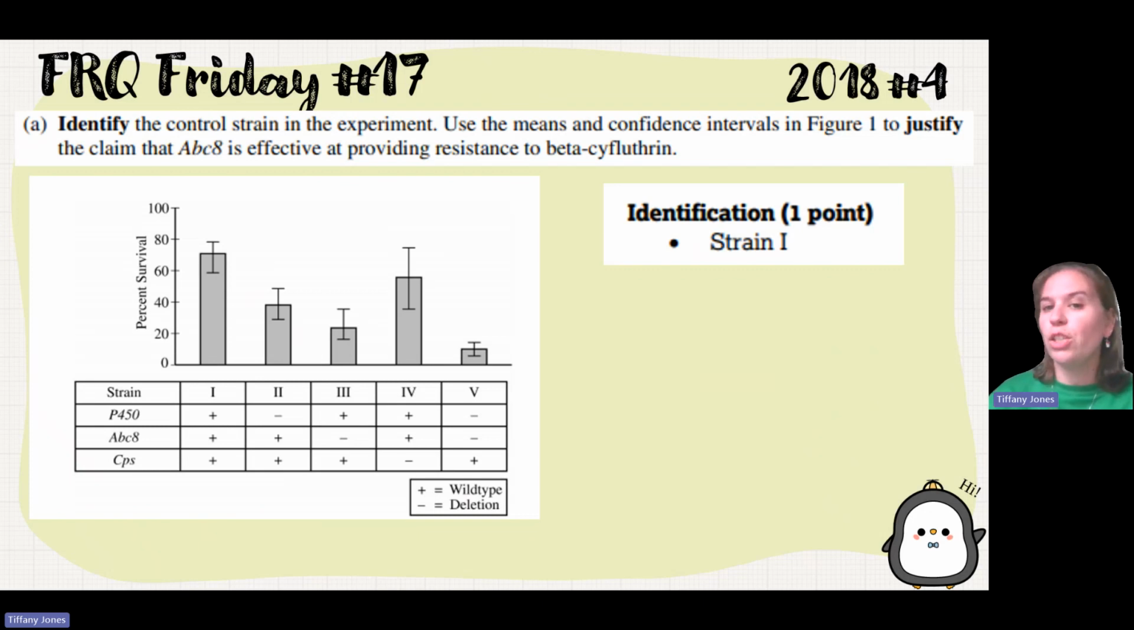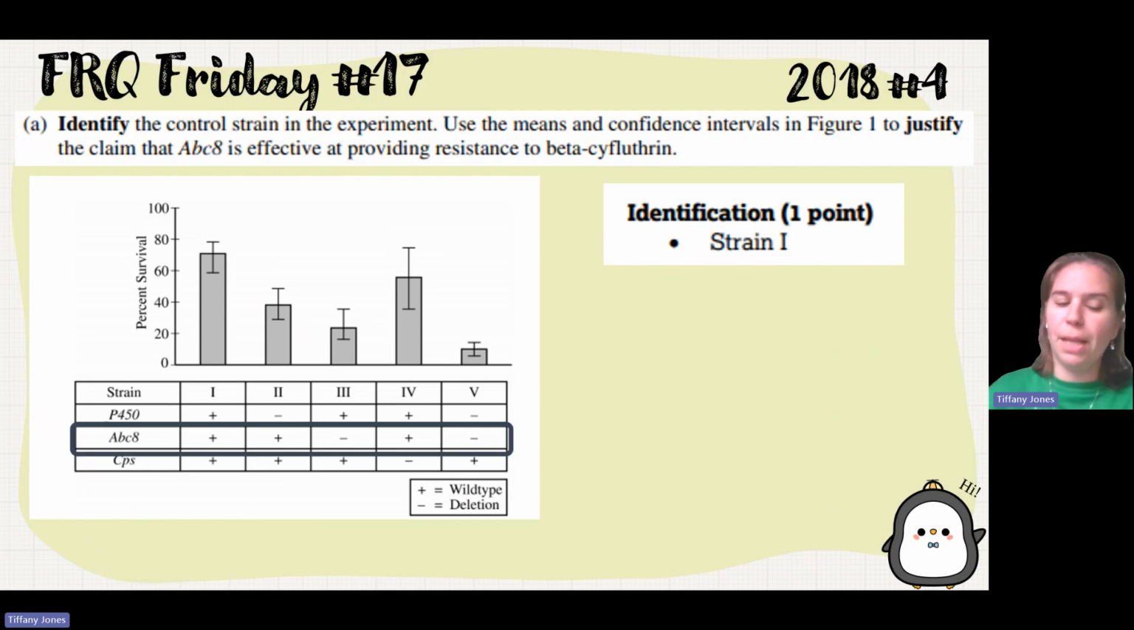So the second question says, using the means and confidence intervals of figure 1, justify the claim that ABC8 is effective at providing resistance to this certain insecticide. So if I look here, I can see that strains 1, 2, and 4 all have ABC8, while strains 3 and 5 do not. So if I'm comparing the different strains, I can see that strain 1 and strain 3 both have P450 and CPS, and the only difference between these is ABC8.